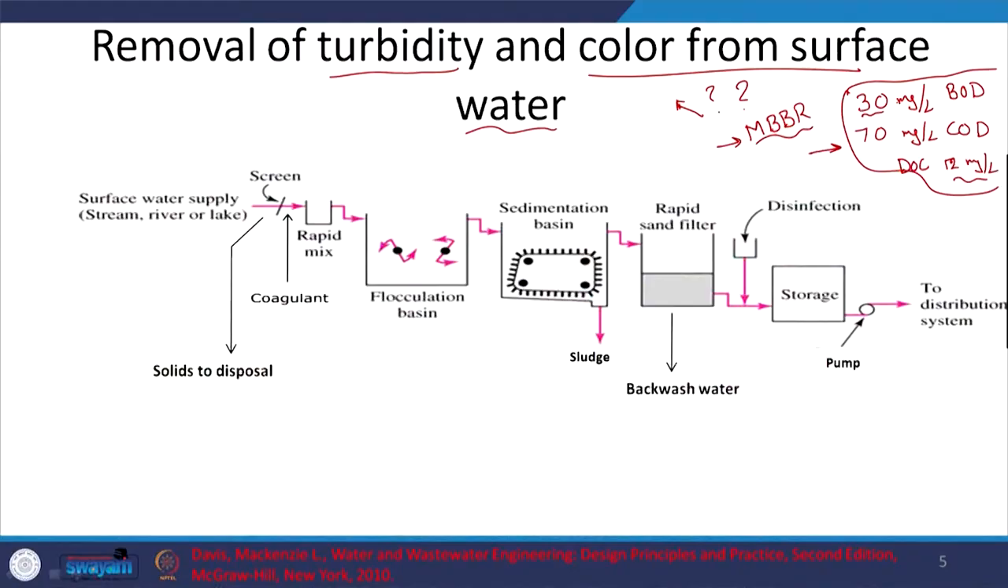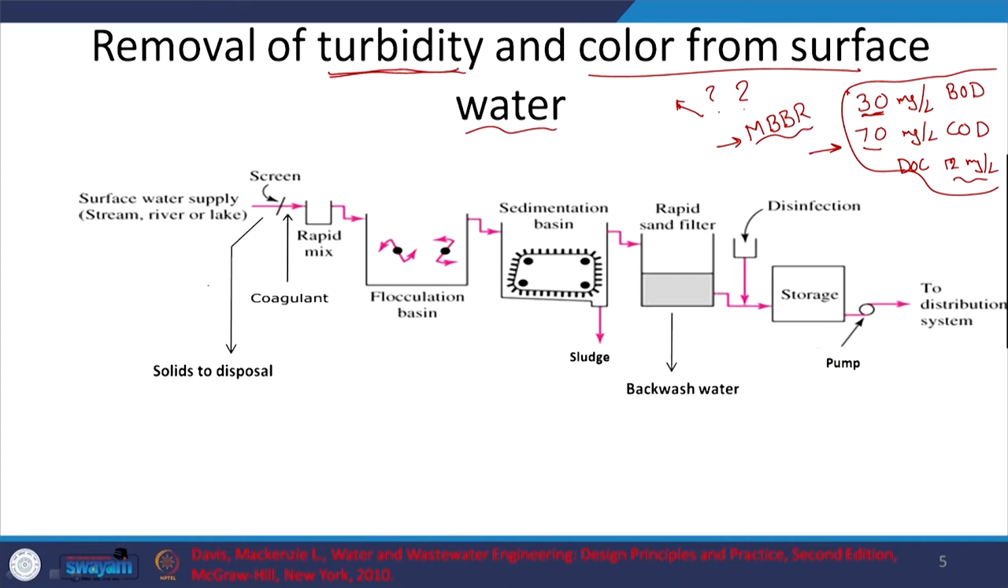That media will act as a surface for the microbes to grow on, and those microbes will degrade my organic content, which will lead to this high BOD. Okay, enough of that. Let's come back to this. In this case, I'm just concerned about surface water, which has relatively high turbidity, right? So what is it that I want to do?